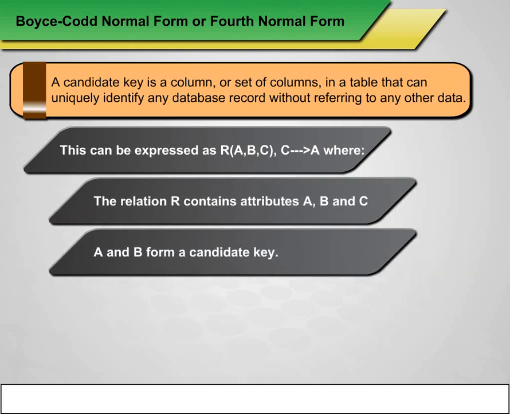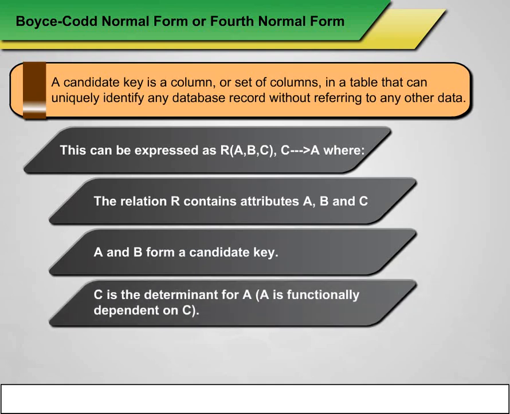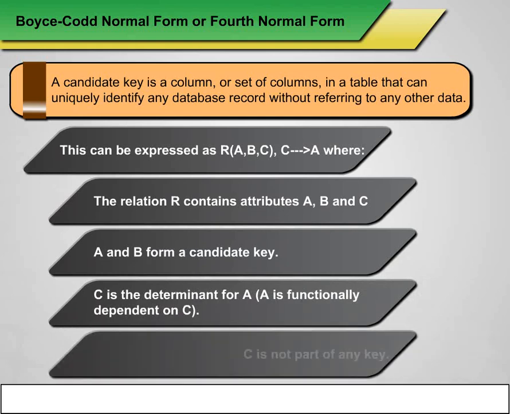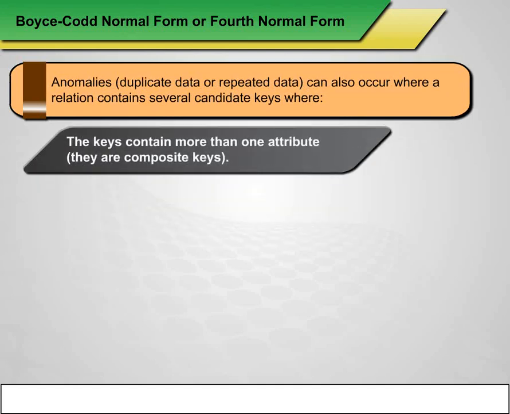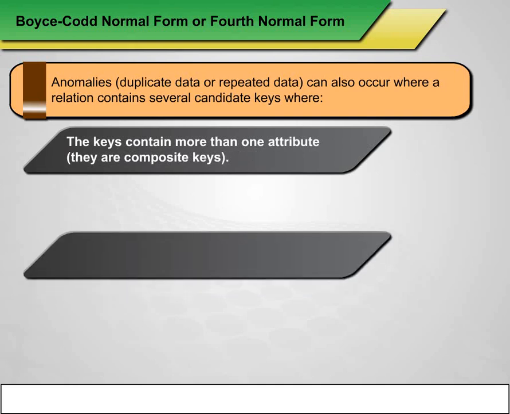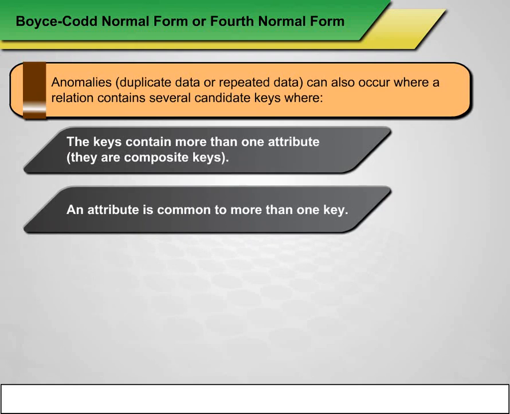A and B form a candidate key. C is the determinant for A. A is functionally dependent on C. C is not part of any key. Anomalies, that is duplicate or repeated data, can also occur where a relation contains several candidate keys, where the keys contain more than one attribute, they are composite keys, and an attribute is common to more than one key.